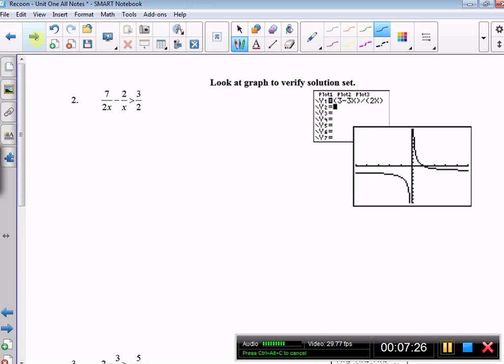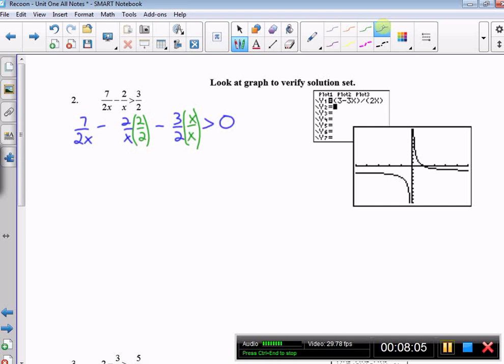Okay. So you can look at the graph to verify your solutions, but let's solve it algebraically because that's what you're going to have to know how to do. So I'm going to take 7 over 2x minus 2 over x minus 3 over 2 is greater than 0. So I'm subtracting 3/2 from both sides. My LCD is 2x. So I'm going to multiply this one by 2 over 2 and this one by x over x. And I'm not going to drop any denominators here.